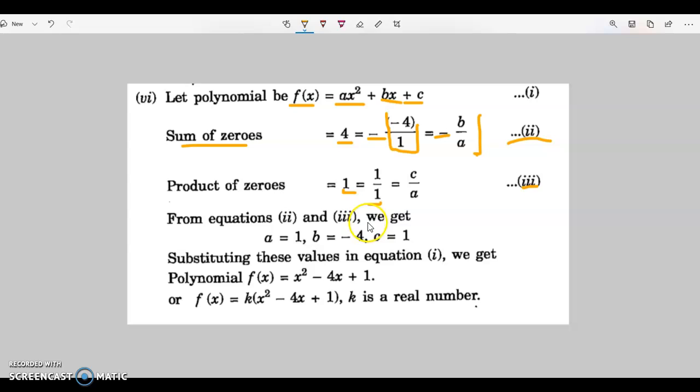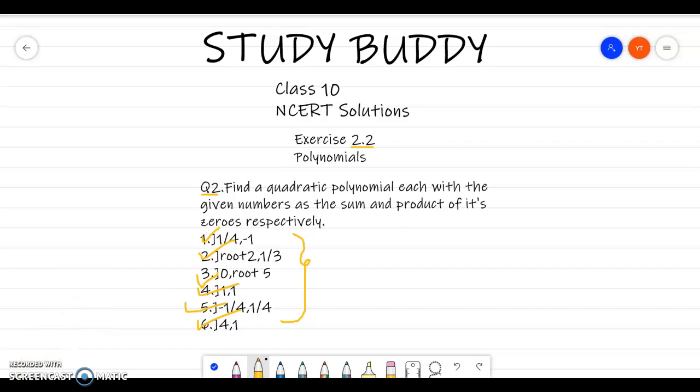From equations 2 and 3, we get a is equal to 1, b is equal to minus 4 and c is equal to 1. Substituting these values in equation 1, we get that f of x is equal to x square minus 4x plus 1. So f of x is equal to k into x square minus 4x plus 1, where k is a real number. So we have finished solving all these problems.